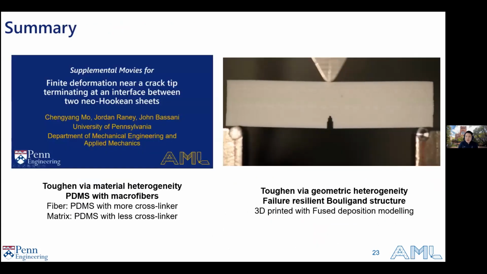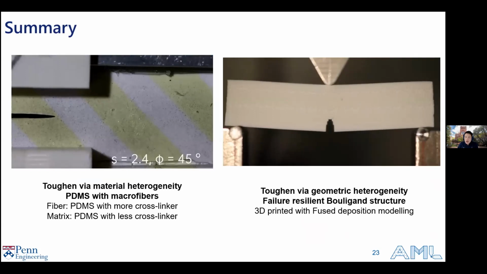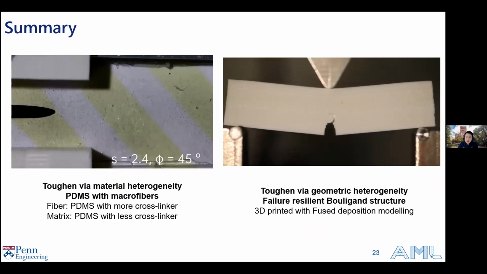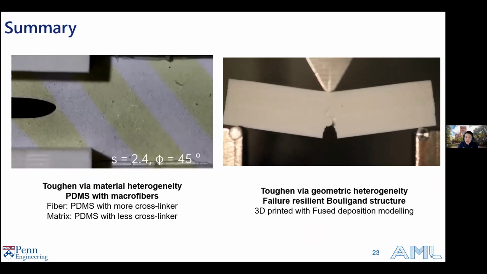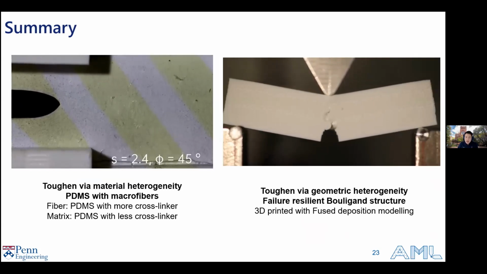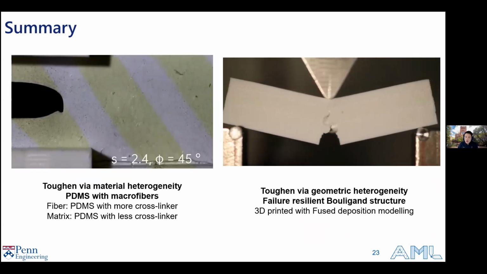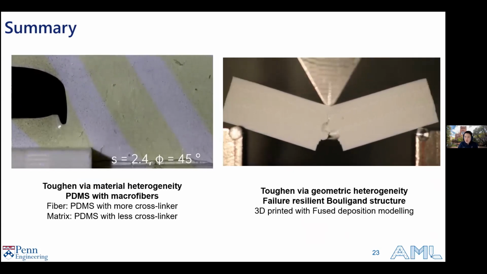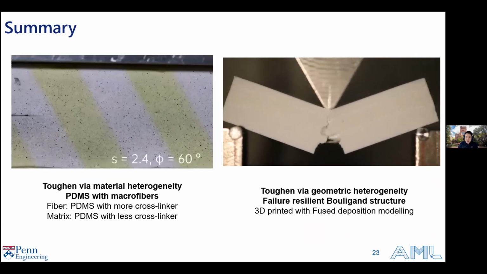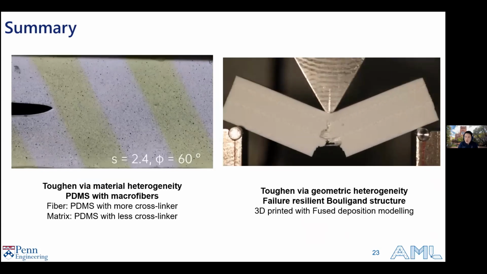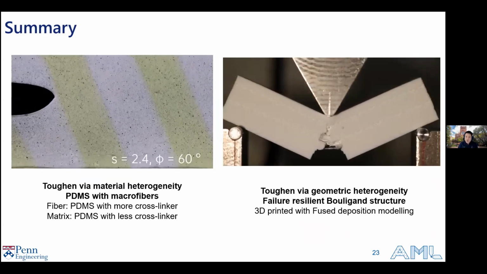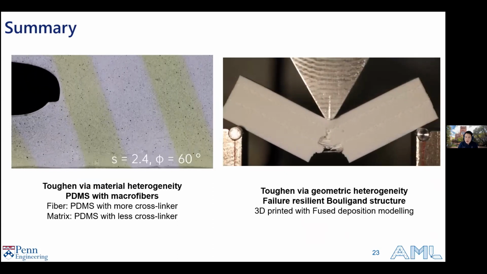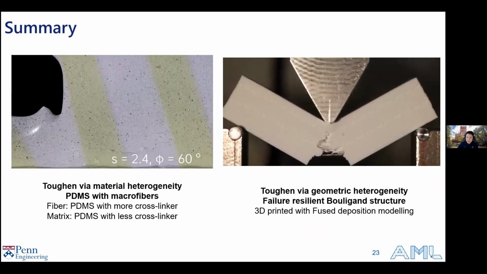So to summarize, I want to point out that when designing these tough materials, there are two methods to create toughness. One is through material heterogeneity, and one is through geometric heterogeneities. And these two can sometimes come hand in hand, and can further improve the toughness of architected materials.